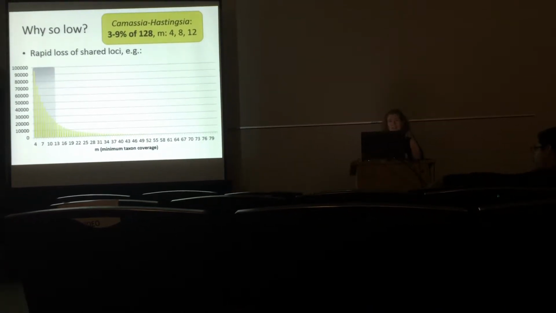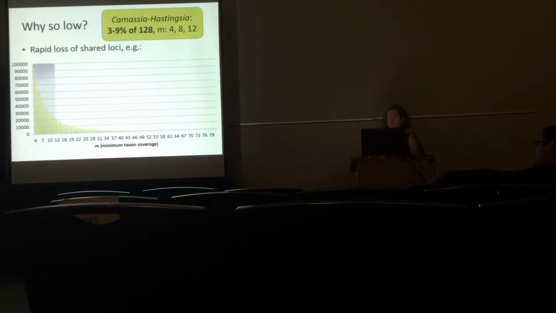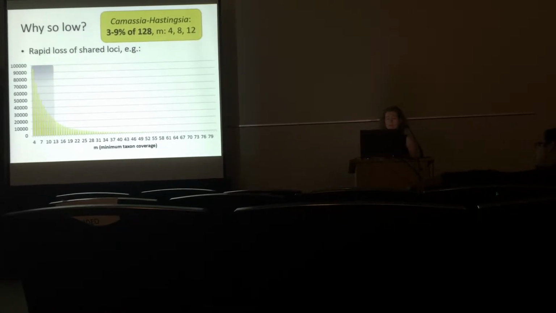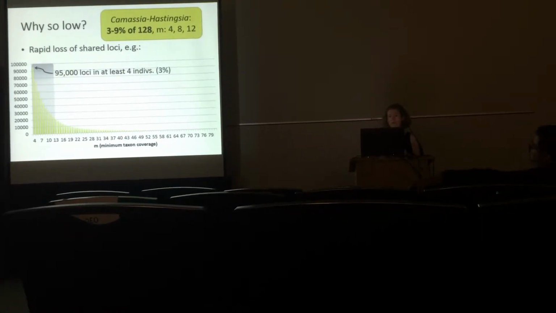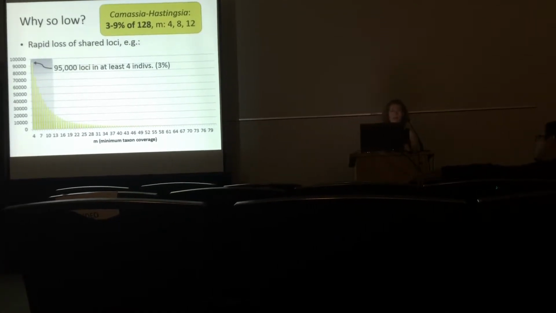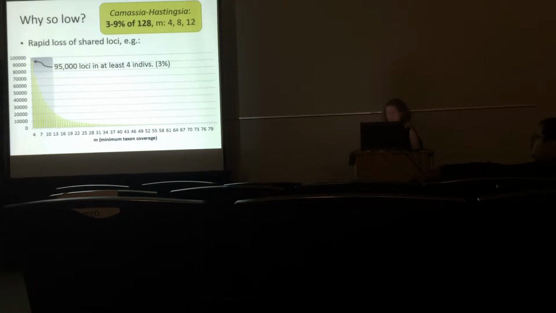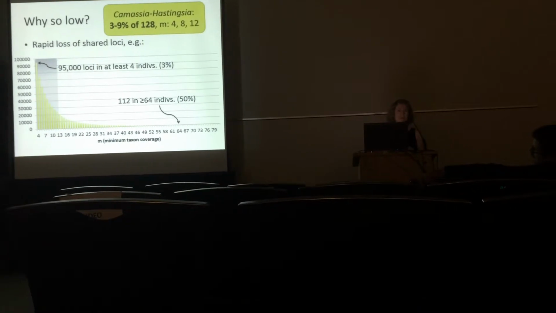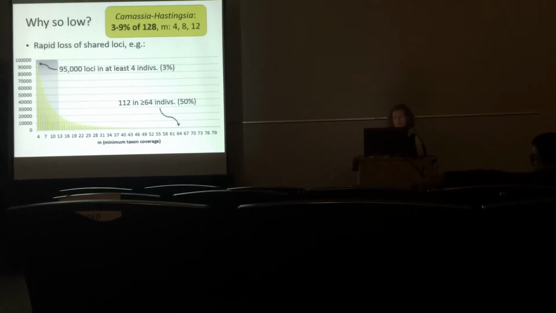And the short answer is that it's the only way to get a data set to analyze. So this plot shows that M value on the x-axis, the total... go to those loci that are present in at least 4 individuals, we had 95,000 loci. That's that 3%. If instead we say that we want to only include loci that occur in at least half of the individuals, that drops down to 112. So obviously a really large drop-off here.